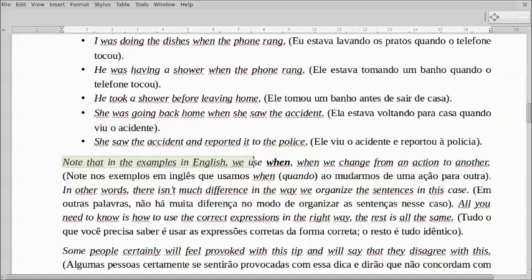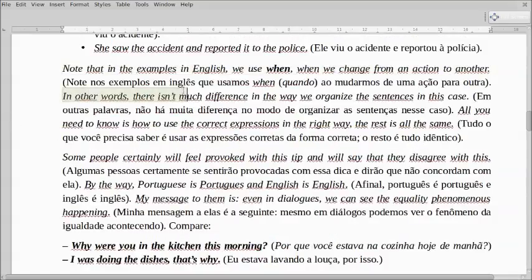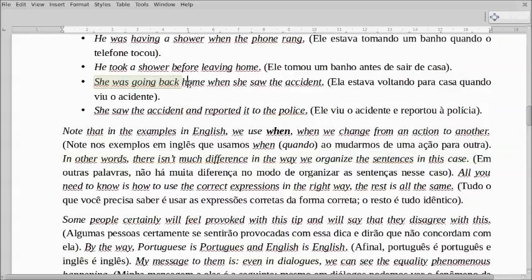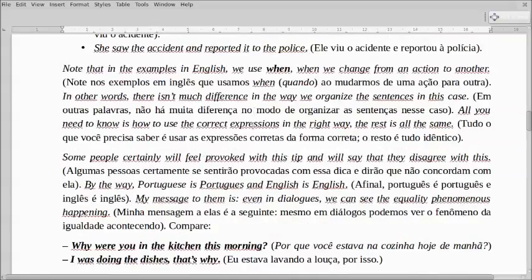So, note that in the examples in English, we use when we change from an action to another. Então, repare que nesses exemplos em inglês, nós usamos a expressão when, que significa quando nós mudamos de uma ação para outra. Okay? In other words, there isn't much difference in the way we organize the sentence in this case. Então, em outras palavras, não há muita diferença no modo de organizar as frases nesse caso. Tanto faz você falar, tipo, she was going back home when she saw the accident, or she saw the accident when she was going back home. Então, a ordem aqui não vai alterar muito no sentido. Okay?